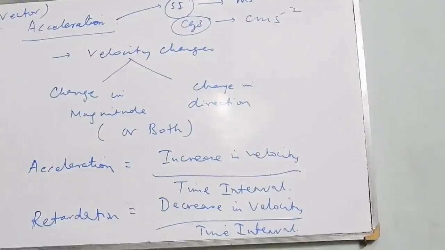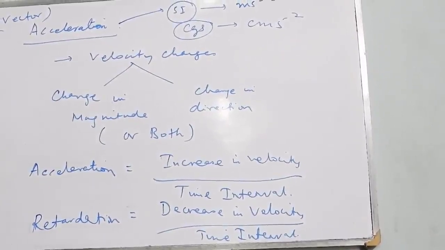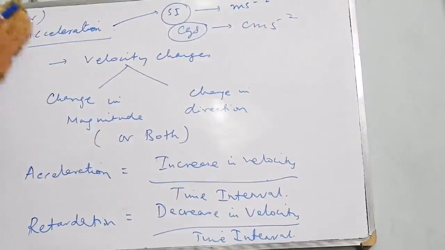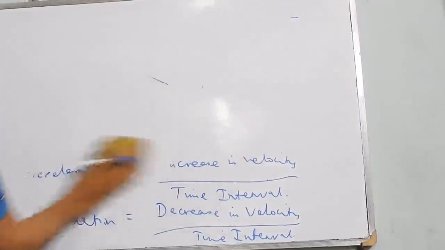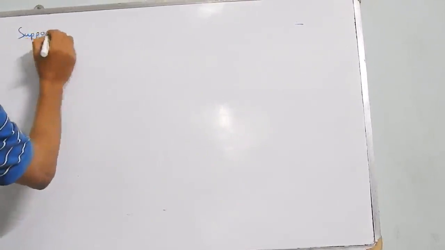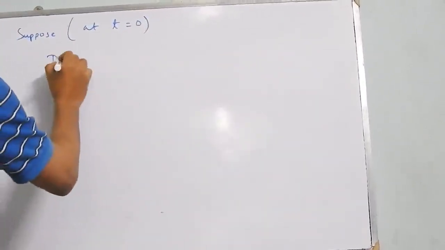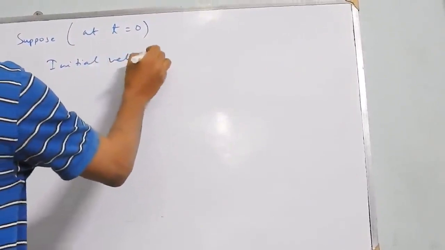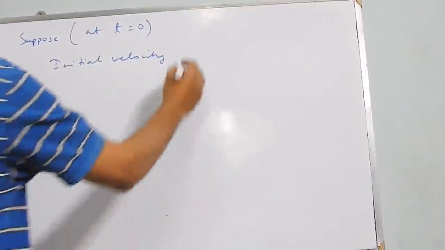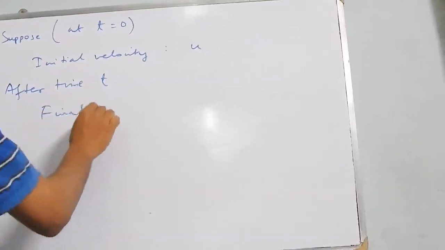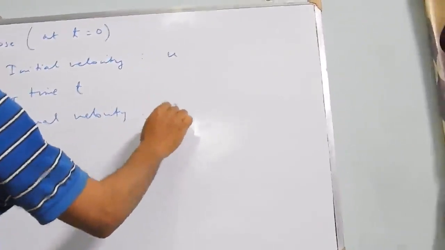Now, with respect to the acceleration and retardation, we can have a mathematical statement of this form. Suppose the initial velocity of a body is u. Suppose initial means at t equal to 0. At t equal to 0, the initial velocity, which is the velocity at t equal to 0, let me denote that velocity as u. After time t has elapsed, the velocity changes, and suppose the velocity has increased to v.